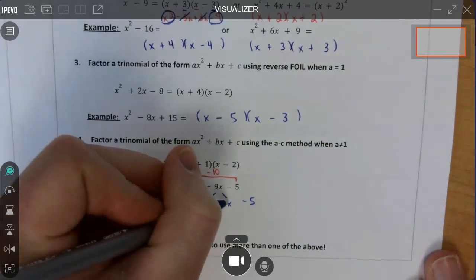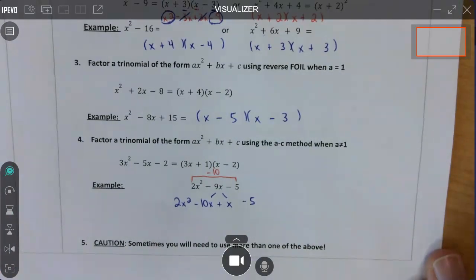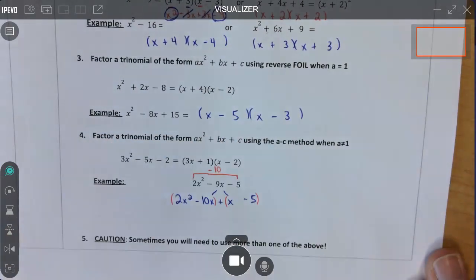Now, this brings up another thing that we learned about factoring. When there are 4 terms, what do we do? We group the first two, and we group the last two.